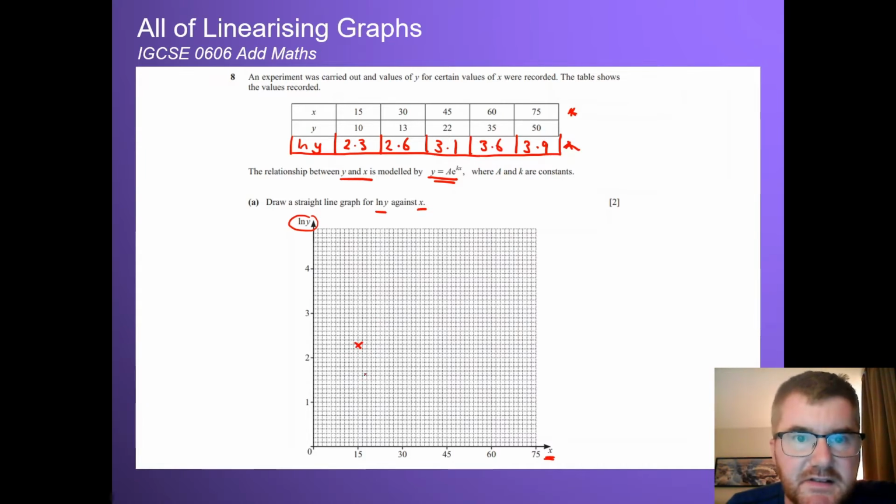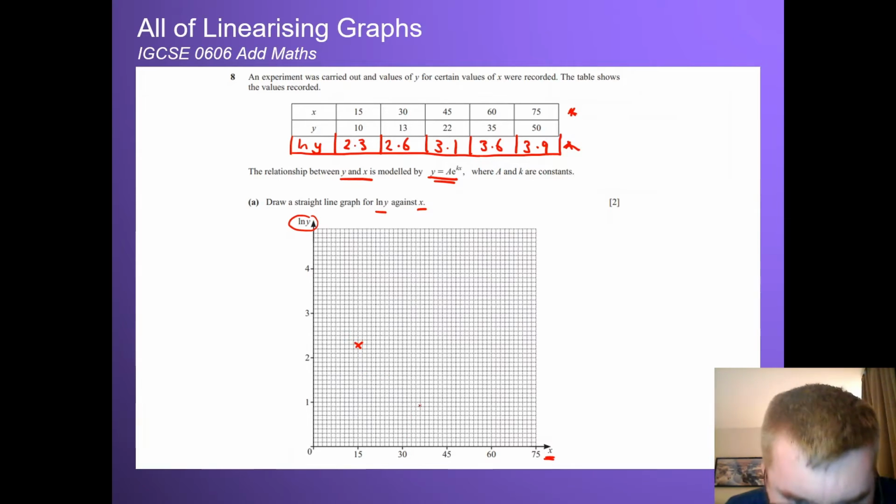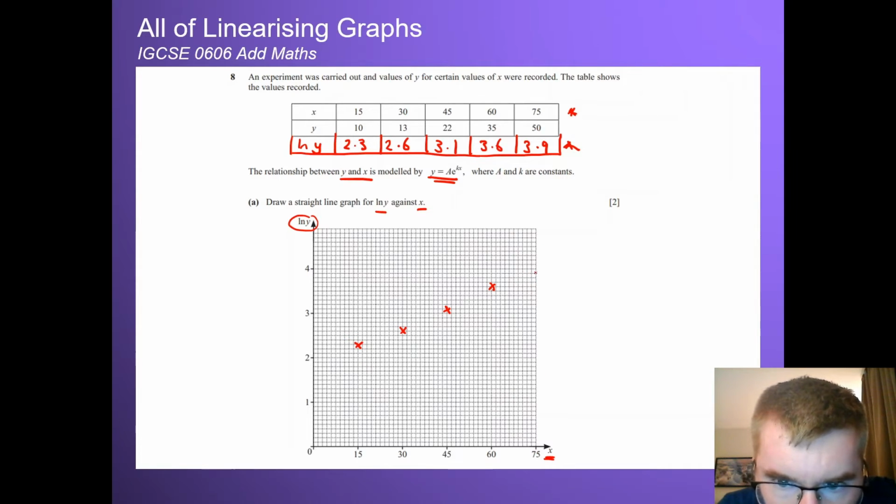And then we've got 2.6 at 30. So 2.6. Make sure I'm on the right one. 2.3, 2.4, 2.5, 2.6. 3.1 for the next one, so 45. 3.1, so that's here. 3.6 for 60. 3.1 was here, 3.2, 3.3, 3.4, 3.5, 3.6, and 3.9, so 7, 8, 9.